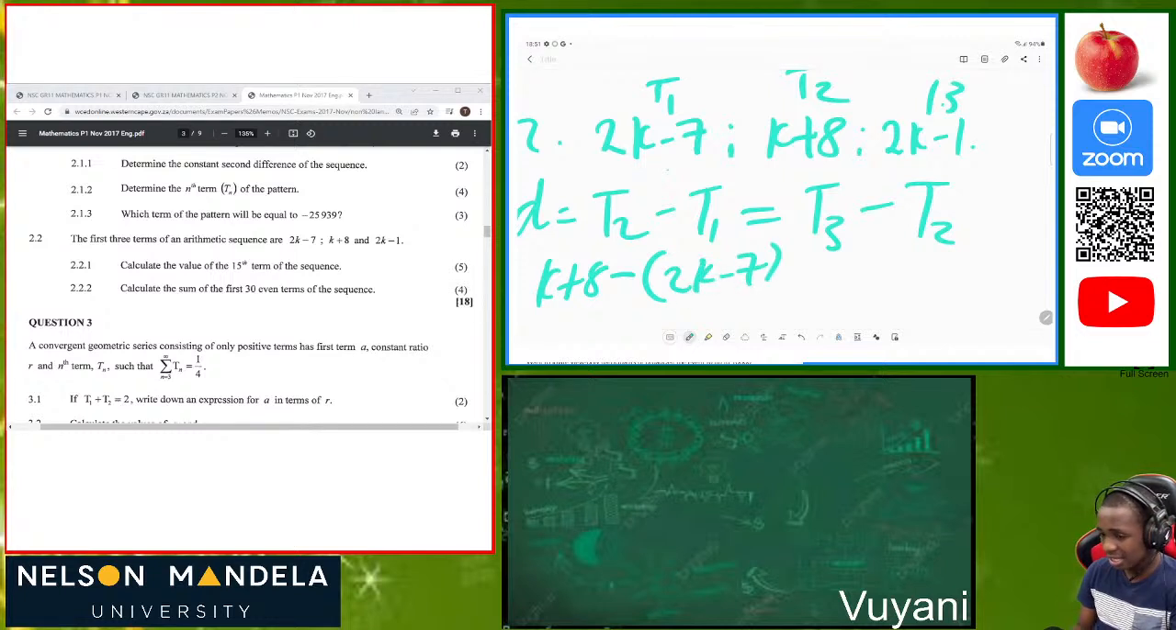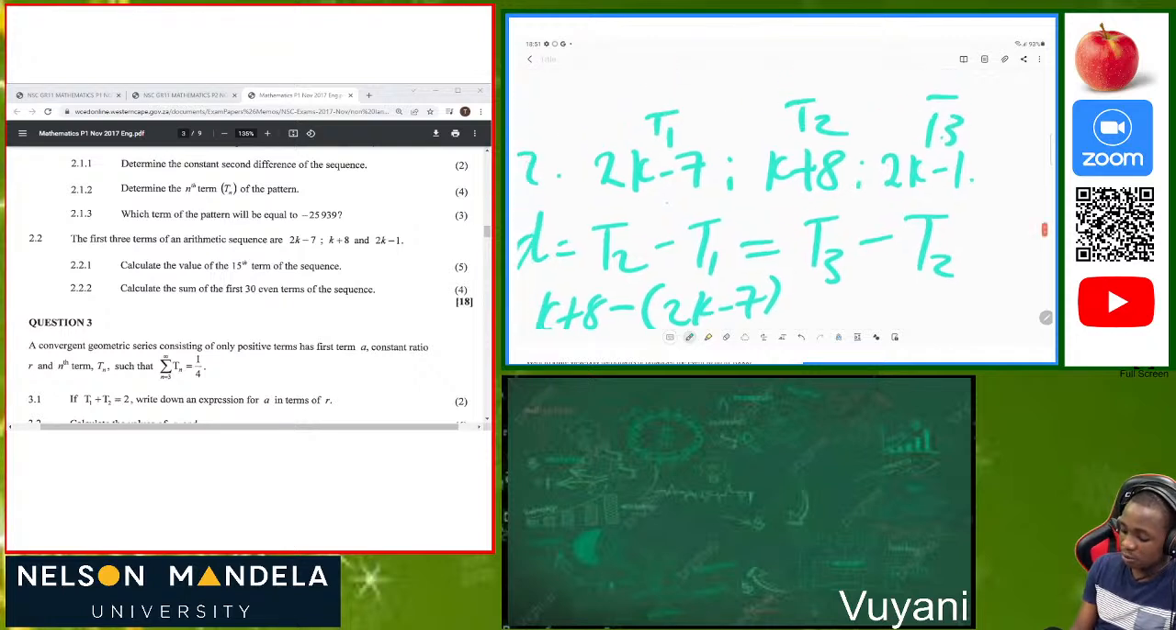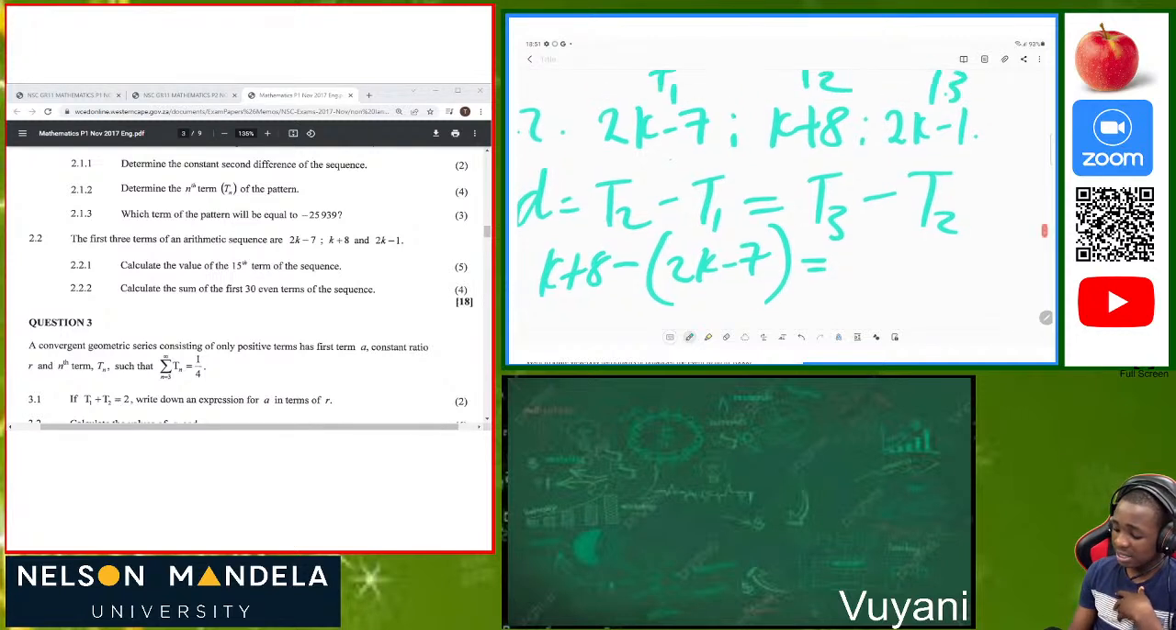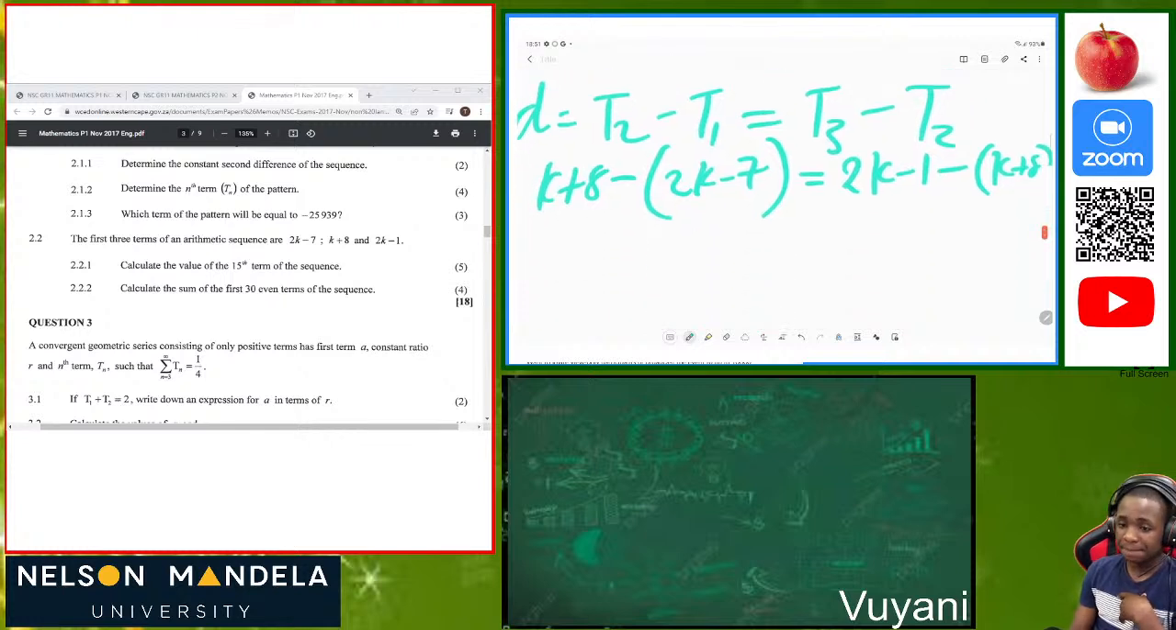Take note that I put term 1 in brackets because it has 2 terms, because the moment you don't put them in brackets, you'll be confused. For instance, if we remove our brackets, you are going to get the wrong answer, because the negative sign must multiply everything in term 1. Then this must be equivalent to our t3. Our t3 is 2k minus 1, and the same thing, put it in brackets so that you don't get confused.